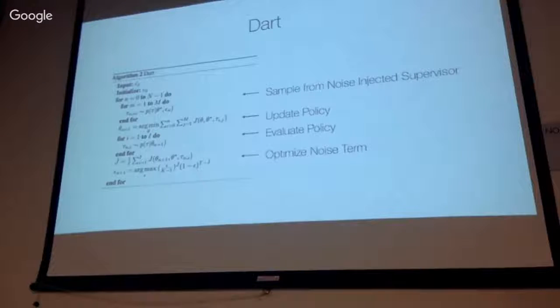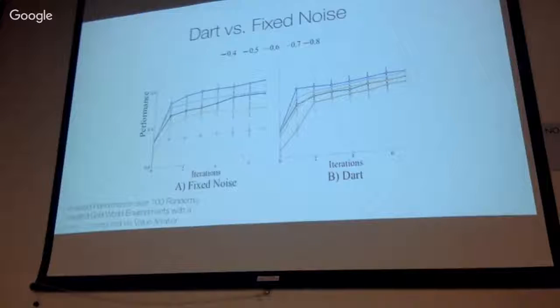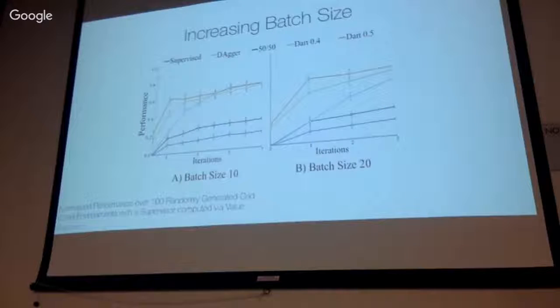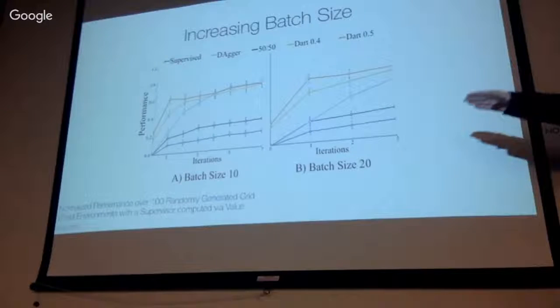We then propose an iterative algorithm that would sample from the noise injected supervisor, update the policy, and evaluate the policy to optimize the noise term. When we run our method versus just picking some noise to inject in the supervisor, we can actually find that our method converges.